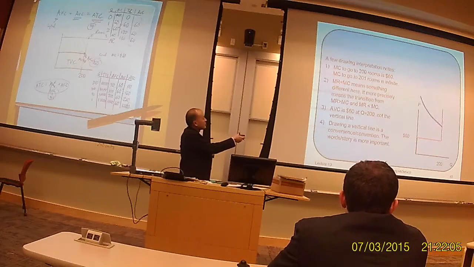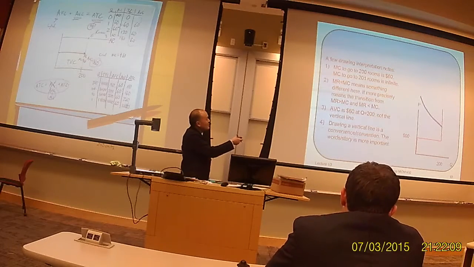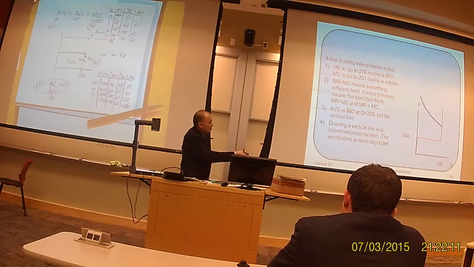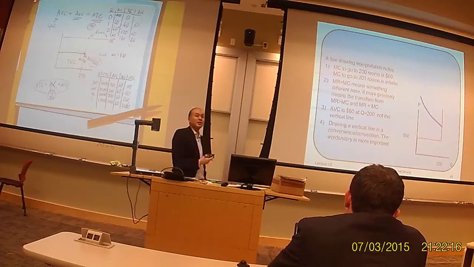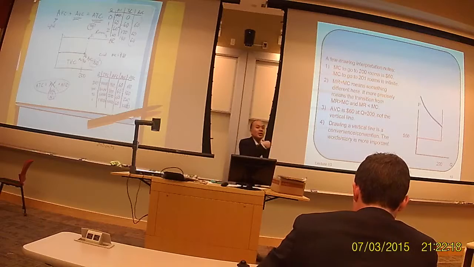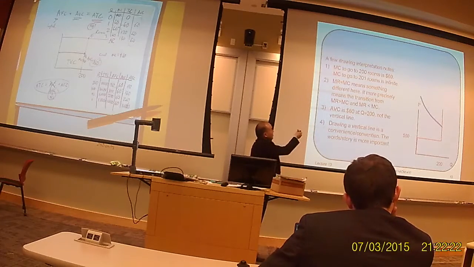Okay. So a few drawing interpretation notes. Marginal cost to go to 200 rooms is $60, but to go to the 201st room is infinite. That's why we draw this going straight out. The story you want to think is the 201st room, you have to build a whole new hotel, which is millions of dollars. So that goes up to millions of dollars.